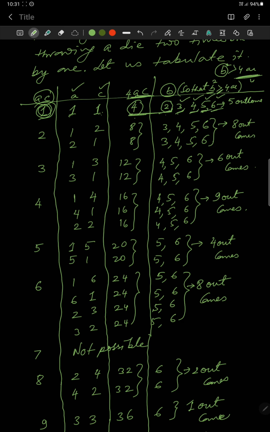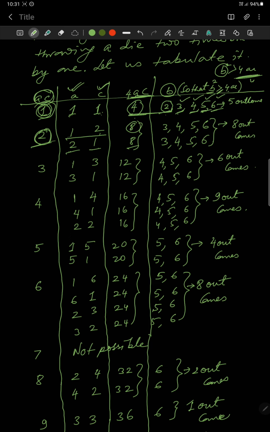Now if we consider the product ac as 2, then the possible values of a and c could be either 1 comma 2 or 2 comma 1. Because the product of 1 and 2 in both cases is 2. So when the product ac is 2, 4ac will be equal to 8 when we take a as 1 and c as 2. Also we can get 8 if a is taken as 2 and c is taken as 1.